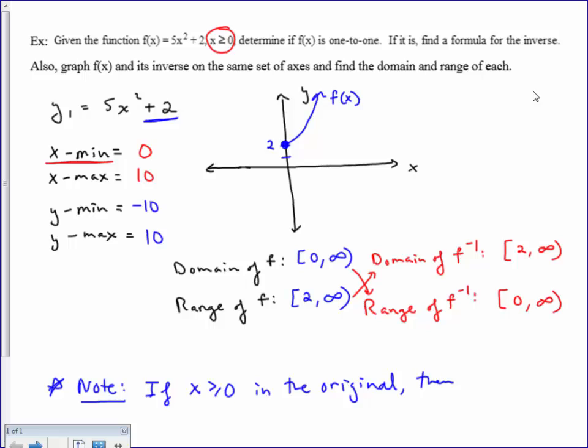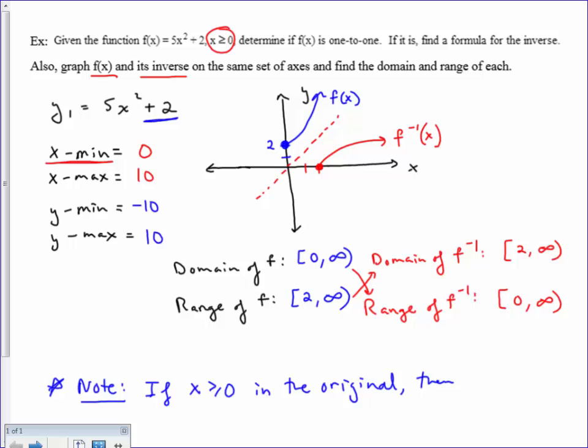We have actually also been asked to graph f of x and its inverse on the same set of axes. We have enough information at this point to do this. We know that they are reflections across the line y equals x. We also see that this particular original function has a y-intercept of (0, 2), and so the inverse would have an x-intercept of (2, 0), and then this basic shape. So I'm going to label that as the inverse. We use the f to the negative 1 notation to denote an inverse.